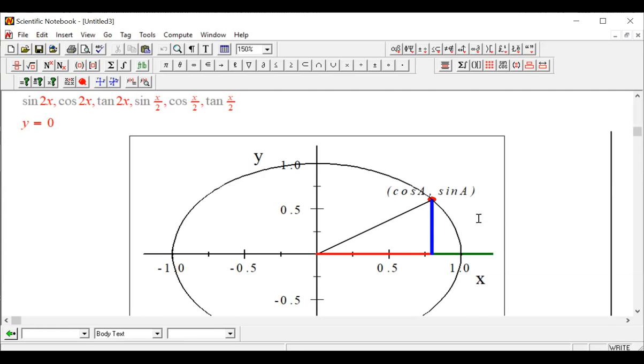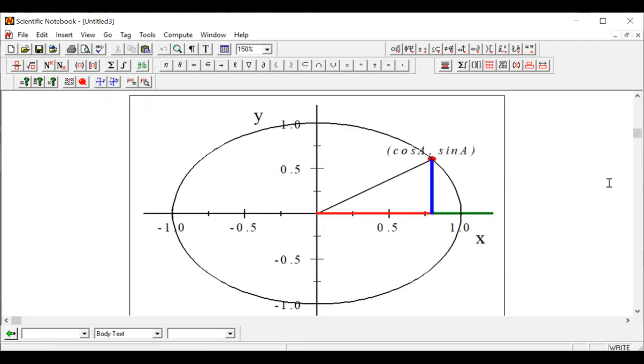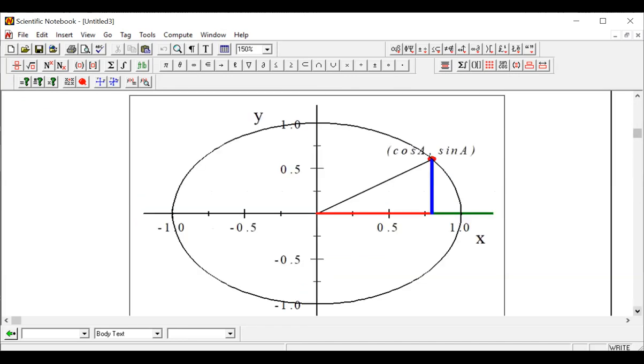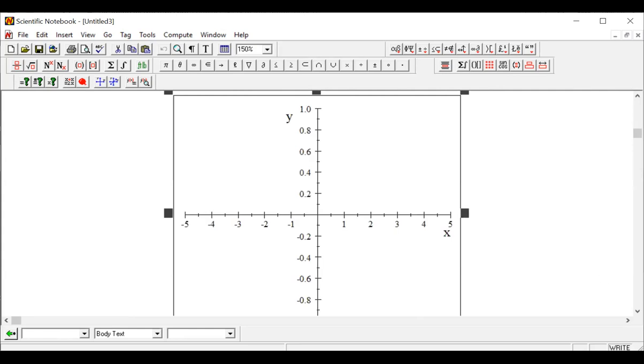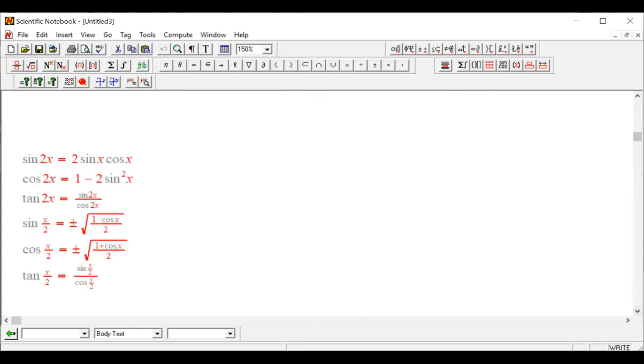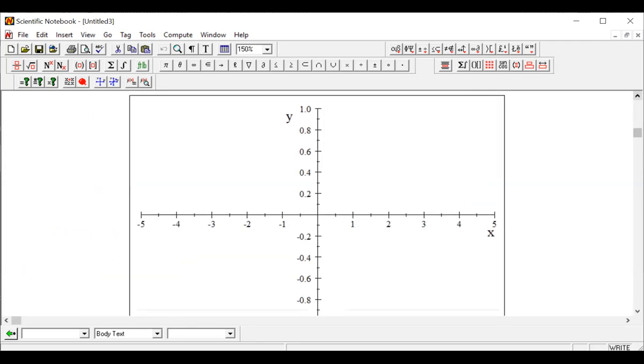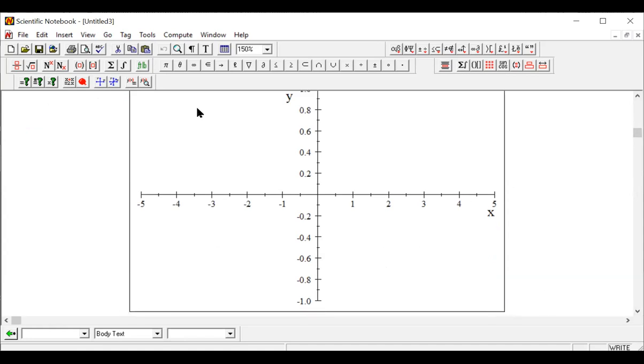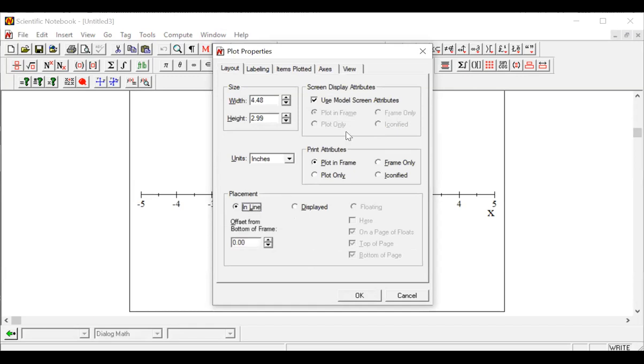Hold on, how did I get that? Wait a second. Huh. This is a picture I drew before. Never mind. That was a pretty good picture, wasn't it? But anyway, why did it show up there and then disappear? Interesting. I don't know why. But anyway.